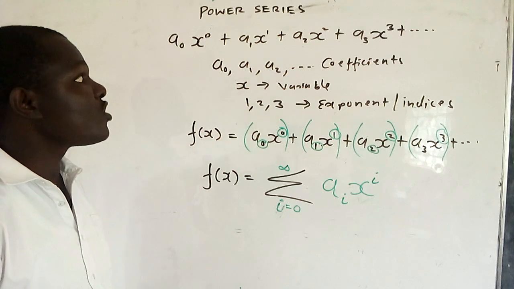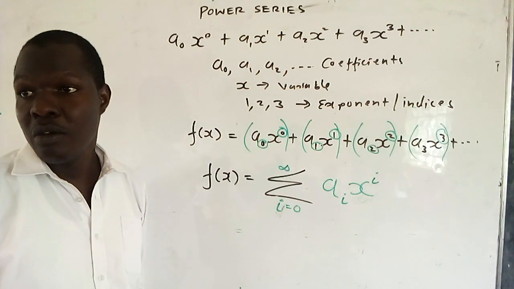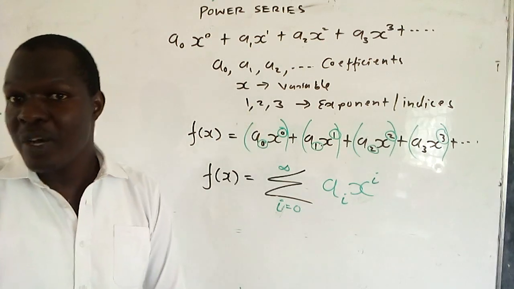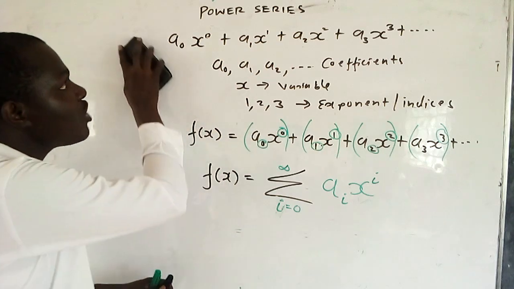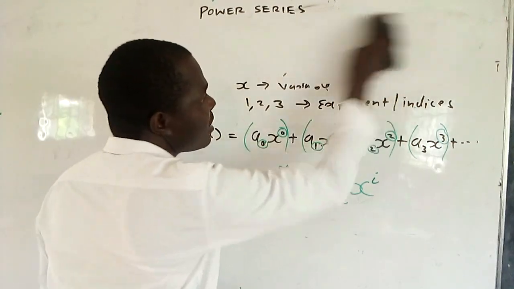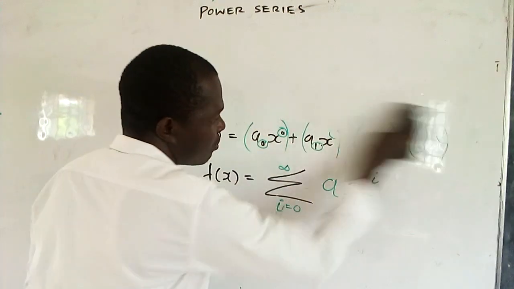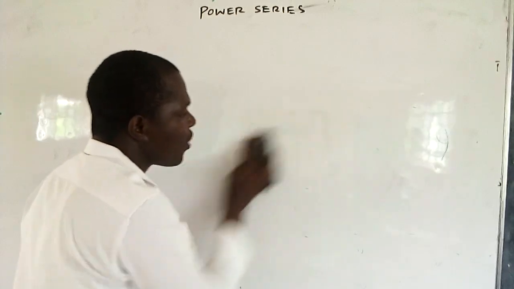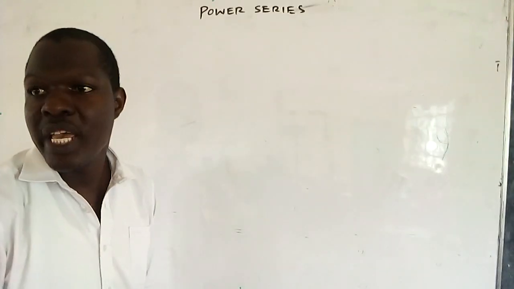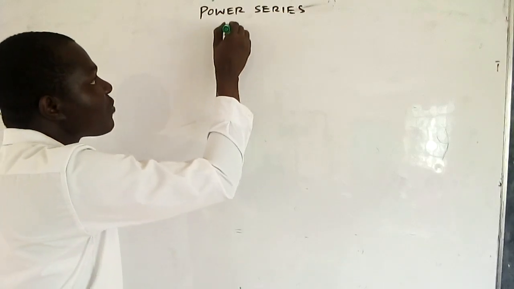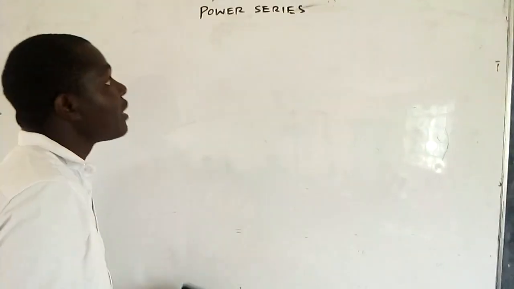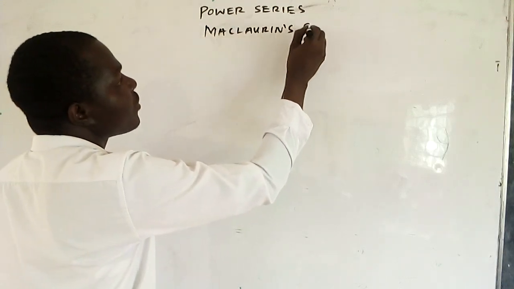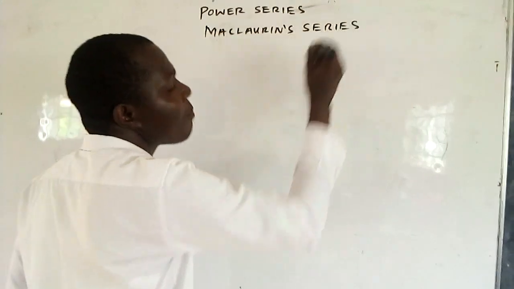So we've seen a power series is simply a polynomial function. Are we together? Now we want to use this polynomial function, the power series, to derive the Maclaurin's series. That is the first one we are starting with, the Maclaurin's series. Let us go to the Maclaurin's series. How do we get the Maclaurin's series from the power series? How do we find the Maclaurin series?